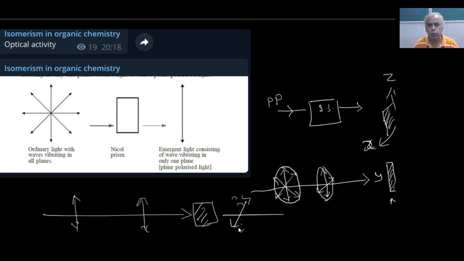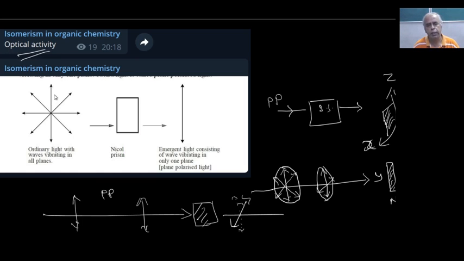So the phenomenon of rotation of plane polarized light when it is passed through an optically active solution like sugar solution is called optical activity. I hope now it is pretty clear.